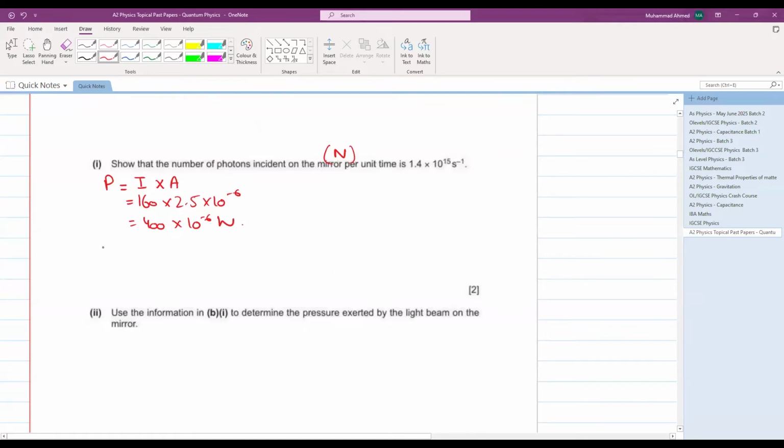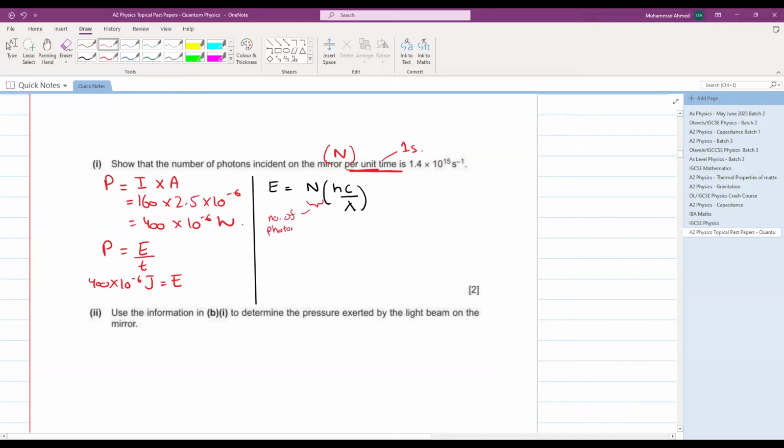Can I calculate the energy? Yes. Since it is per unit time, we have to calculate the energy for 1 second. So power is equal to energy over time. Power is this, time is 1. 400 into 10 raised to the power of minus 6 joules is your energy. Now what can I do? This is very similar to a question that we have done earlier. Energy is equal to N times hc over lambda. What is N? N is the number of photons. What is hc over lambda? It is the energy of one photon. Simple as that.